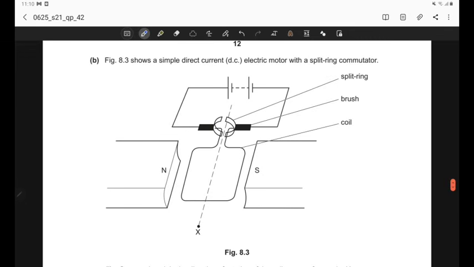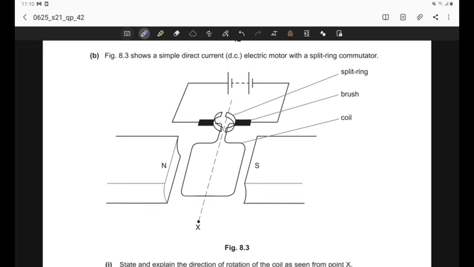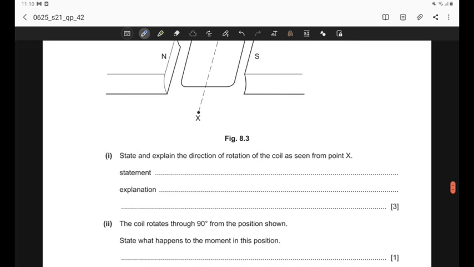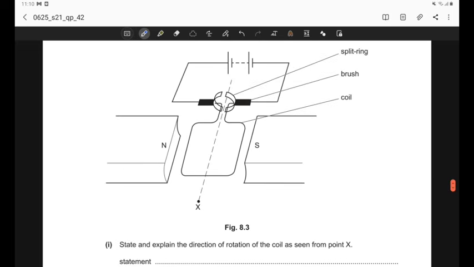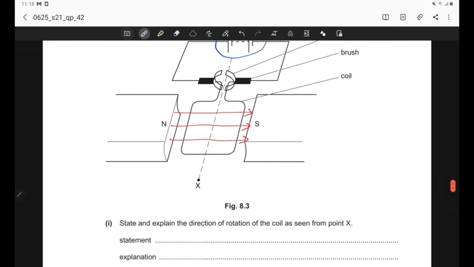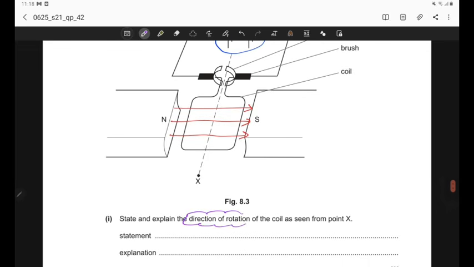Part B. Figure 8.3 shows a simple direct current DC electric motor with a split ring commutator. State and explain the direction of the rotation of the coil as seen from pivot X. So again in this question there is a current. Current is present and a magnetic field is also present, and its direction is from North Pole to South Pole. And here we have to check the direction of rotation. That means we need to understand the direction of motion.